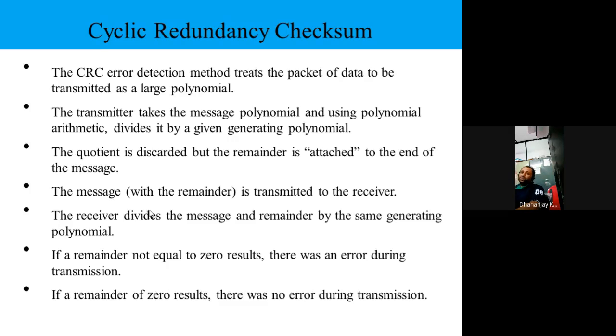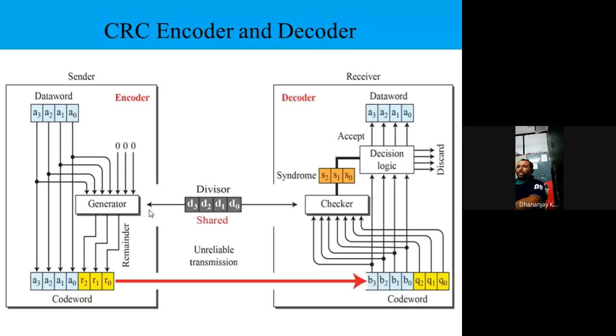And based on this only, problems will be asked in the examination. As far as the exam is concerned, this is a very important bit, in which there will be some theory part, or if not, there will definitely be a problem asked on this CRC. Now, how does a CRC encoder and decoder work? This is the diagram for the CRC encoder and decoder.